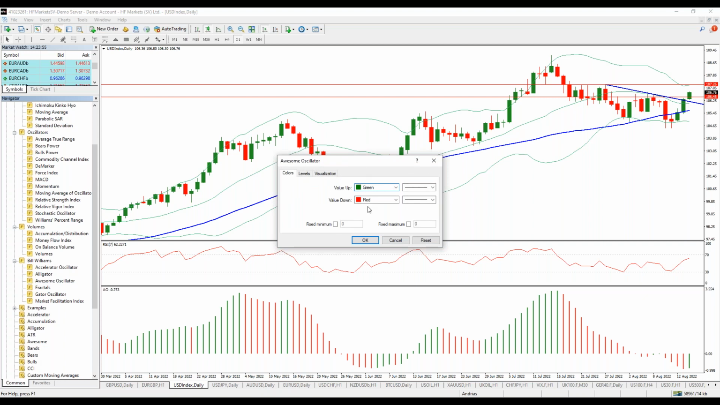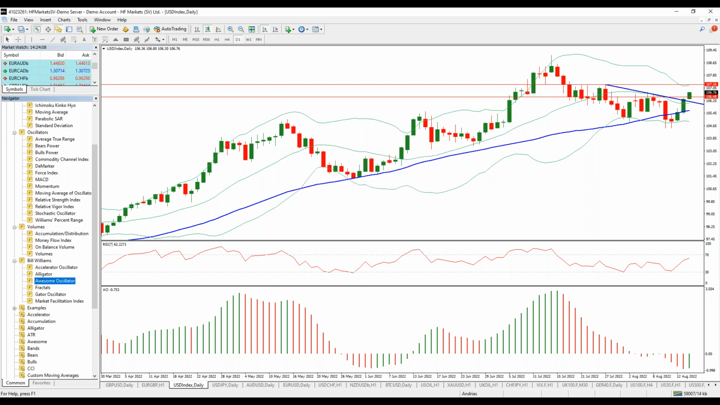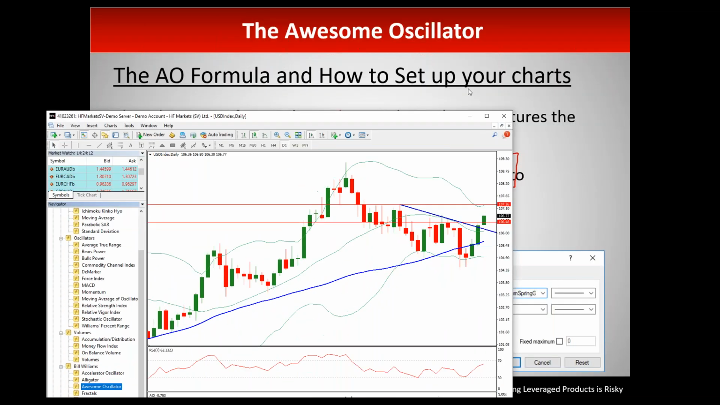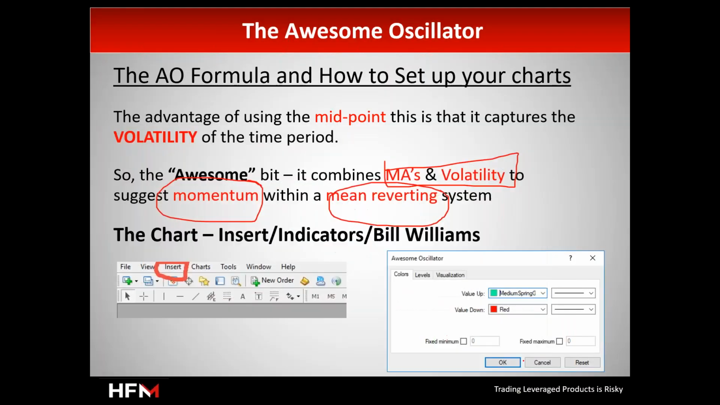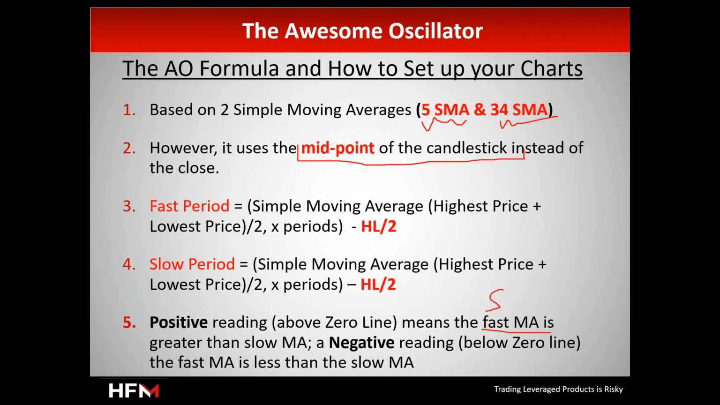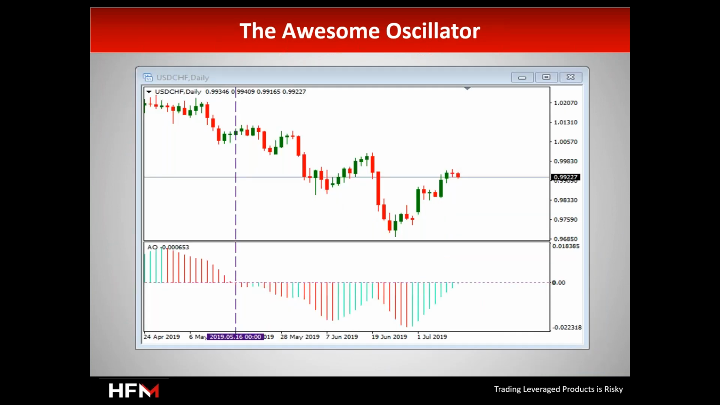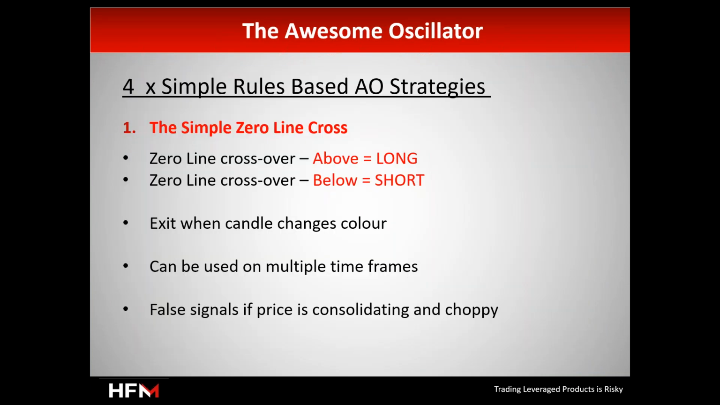You can see the Awesome Oscillator: value up, green; value down, red. You can choose whether you want it in a particular time frame or applied in all the time frames that your platform presents. Once you do that, you will soon see it at the bottom of your chart. So it's pretty straightforward how you can apply it.